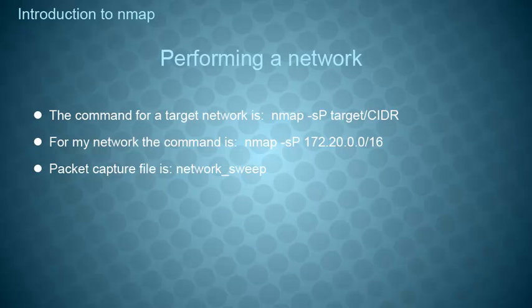The command for running the network sweep is nmap -sP followed by the target IP of the network and the CIDR notation. So in my examples, I'm going to be running nmap -sP 172.20.0.0/16. The packet capture file you can look at is going to be network_sweep.